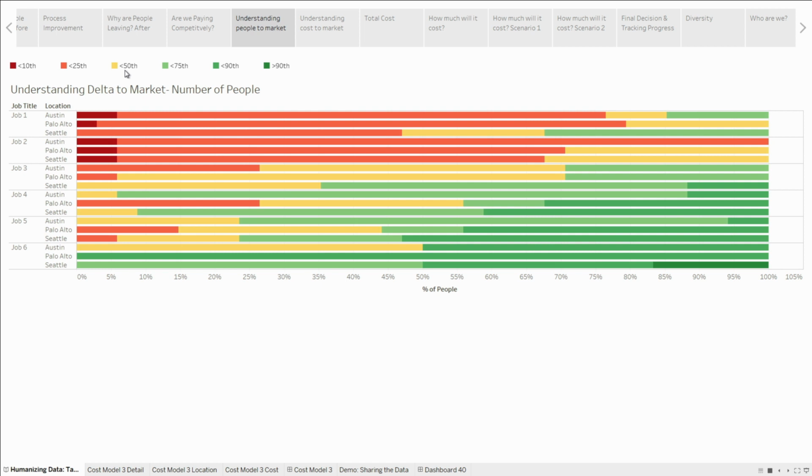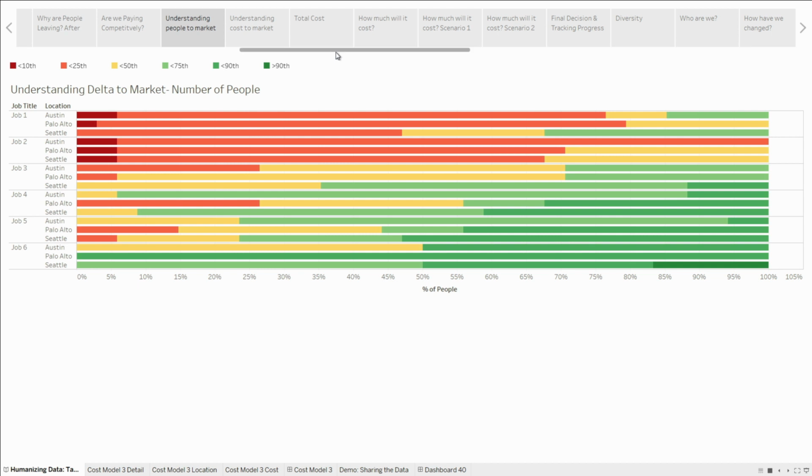So in here, it's pretty clear that the red, or being under market, applies to jobs 1 and jobs 2, which is where we were seeing the turnover coming from. So this was great and was really clear in understanding how we compared to market. So from here, the next question was, well, what's it going to cost to bring them up to market?